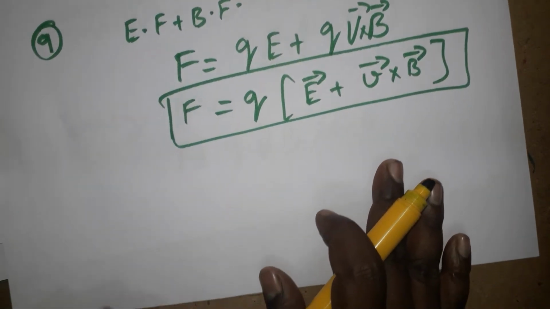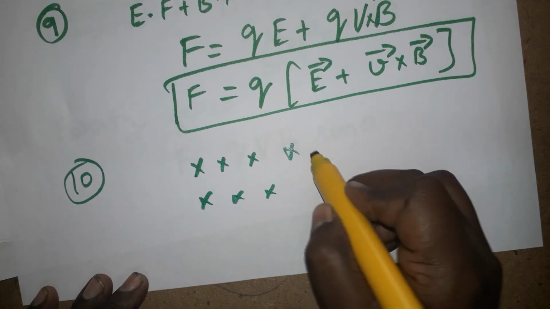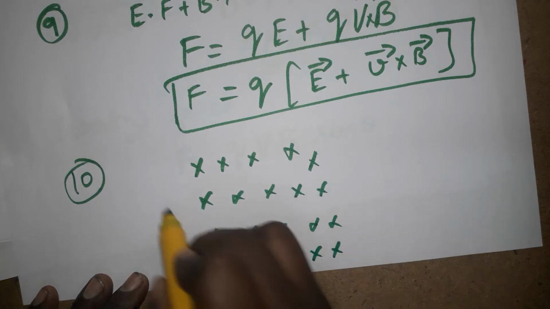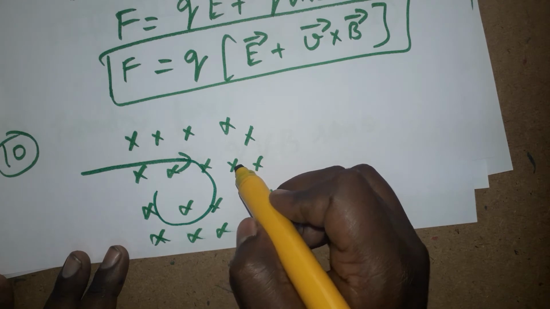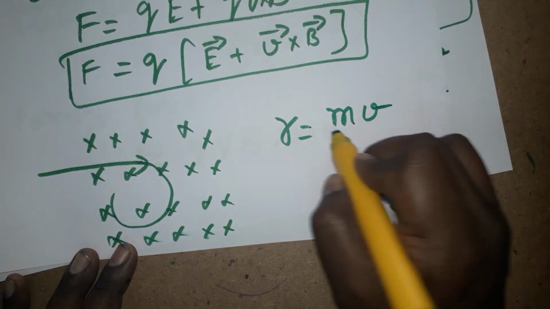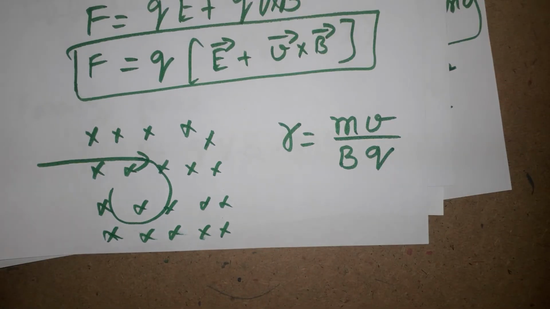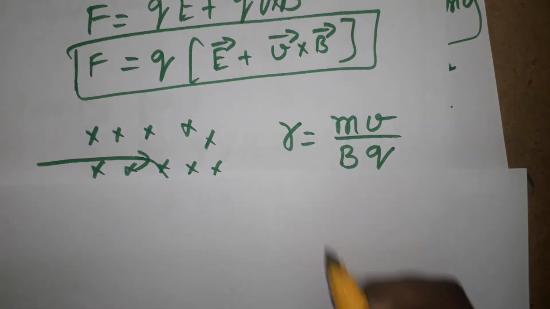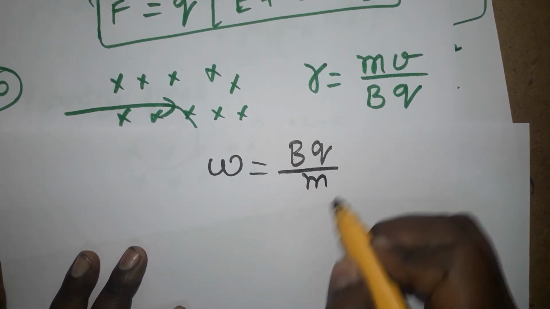The next thing, the 10th formula. When a charge is moving in a magnetic field, we have many questions on this: what is the time period, what is the radius, what is the velocity? It's going to move in a circular path. First we will see the radius. Radius is equal to mass times velocity divided by the strength of the magnetic field and the charge that is moving. The next one, what is the angular speed, because it's moving in a circle? It's going to be omega, so omega is equal to BQ divided by M. What is the time period?